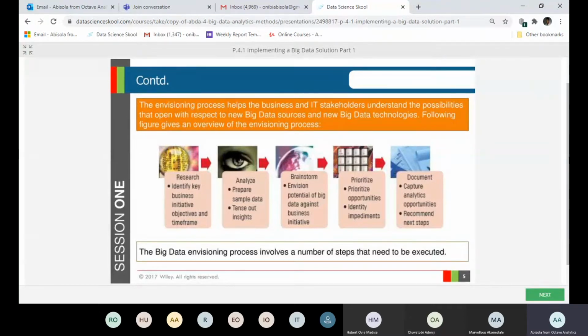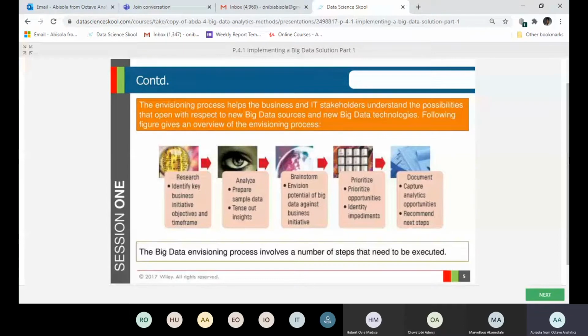So research, analyze, brainstorm. Then another thing is prioritize. Prioritize is you're prioritizing big data use cases or big data opportunities. Maybe you've brainstormed and you've gotten the different data solutions that will go with their key business initiatives. You now want to be able to prioritize. You want to see that, okay, this is the one that is most important at this point in time for this business. This is the one that I'm going to implement that they will appreciate more at this point in time before I implement the rest. That is prioritizing key business initiatives.